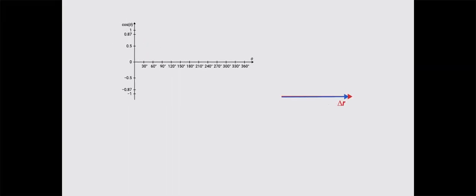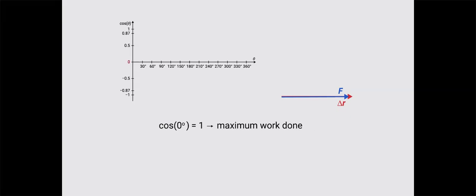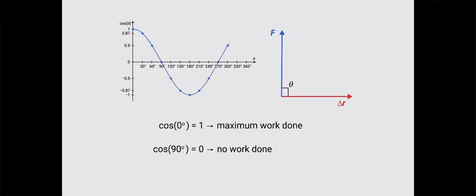The value of the cosine of theta is maximum when the angle theta is 0. As the angle changes from 0 to 90 degrees, the value of cosine theta decreases until it becomes 0 when theta is equal to 90. So, for the dot product to be maximum, the angle between the force and displacement vectors must be 0.